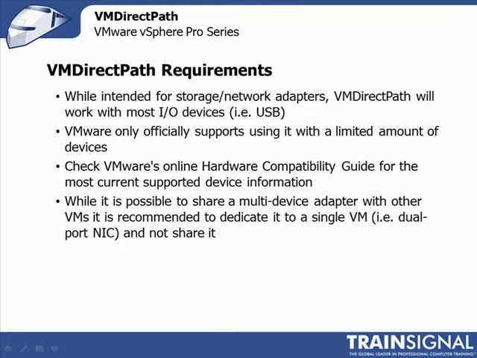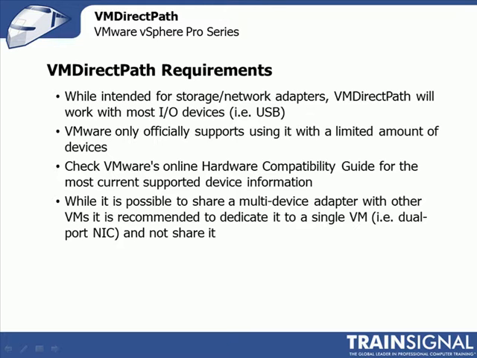Here are some additional requirements for VM DirectPath. While VM DirectPath will work with most I/O devices, VMware only supports using it with a handful of devices, which currently include certain models of Intel and Broadcom 10 gigabit Ethernet controllers. VM DirectPath is experimentally supported for storage I/O devices on certain model QLogic and Emulex 8 gigabit fiber channel adapters, as well as some models of LSI SAS adapters. You should check VMware's online hardware compatibility guide for the most current supported device information for VM DirectPath.